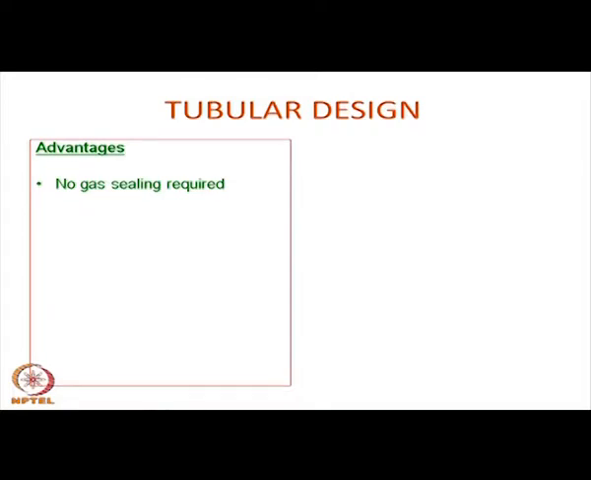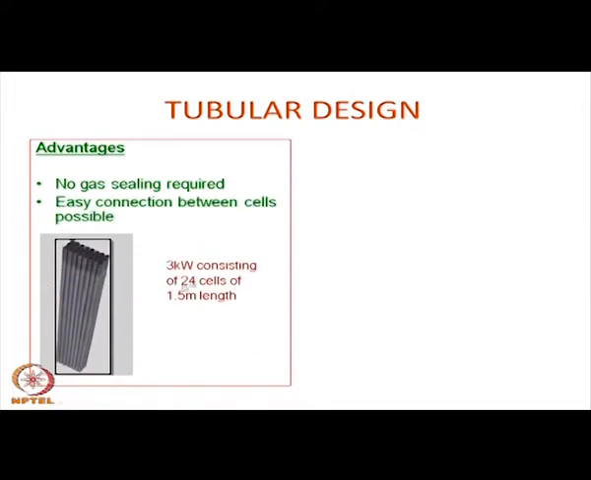The tubular design advantages are like this. This is the typical stack, a large number of tubes, one end closed. The tubes can be as long as 2 meters and about 2 centimeter in diameter. No gas sealing is required because the two chambers are already separated by the tube wall. So, there is no special effort needed for separating the two chambers. Easy connection between cells is possible.